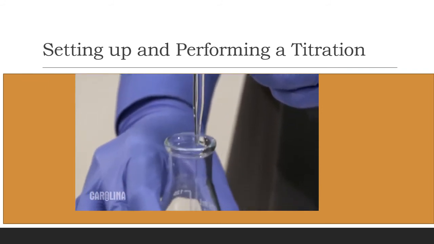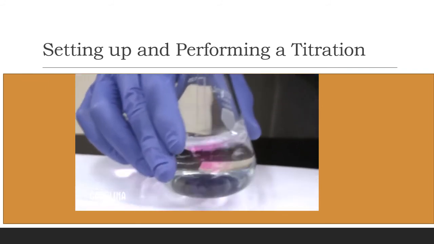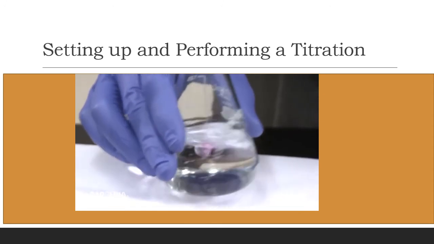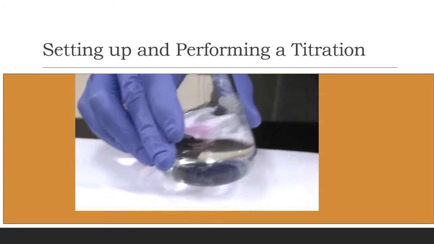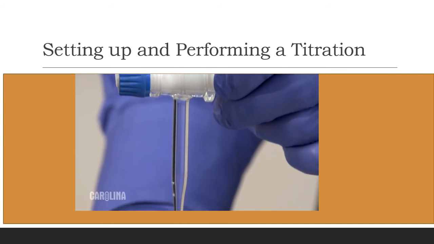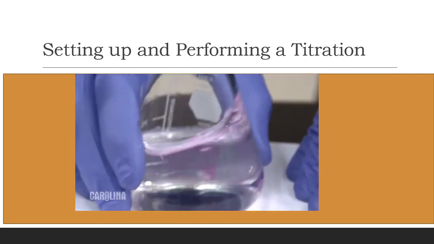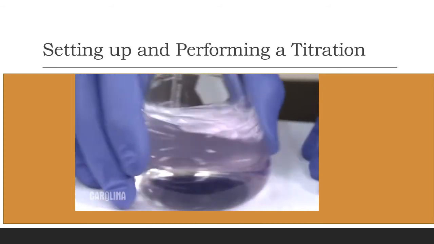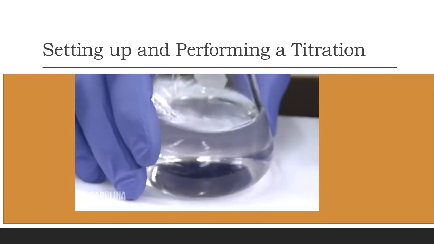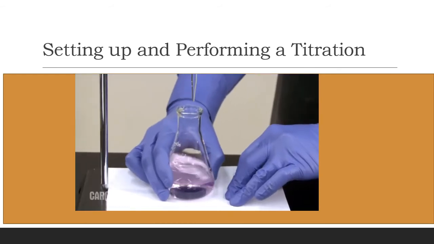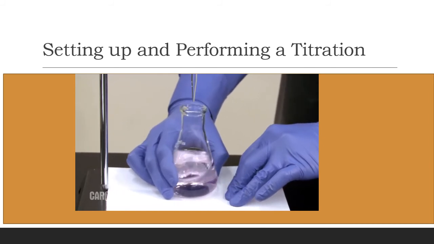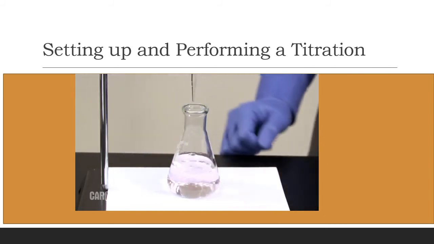To reduce the risk of passing the endpoint, slow down the addition of titrant when flashes of color begin to appear in the analyte. Adjust the stopcock to slow the flow of titrant to a dropwise rate. Continue to swirl the flask with one hand and keep the other hand ready to close the stopcock. When you notice the indicator taking longer to fade, close the stopcock.